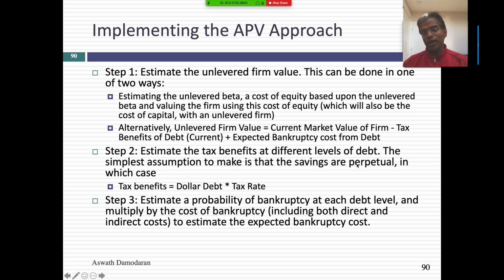Estimating the tax benefits of debt, the long way of doing it, you compute the interest expense each year and you compute the tax savings. What does that mean? If you have 100 million in interest expenses next year and your tax rate is 25%, 25% of 100 million is 25 million.